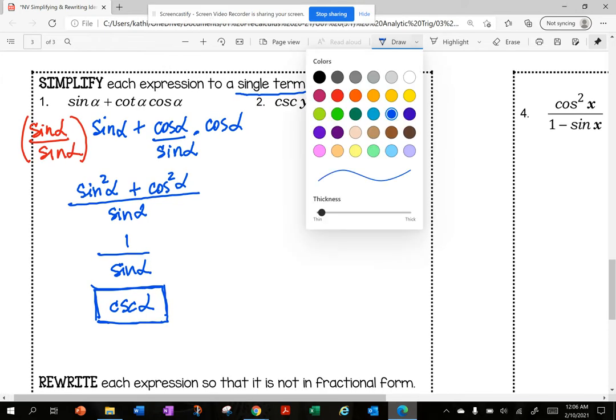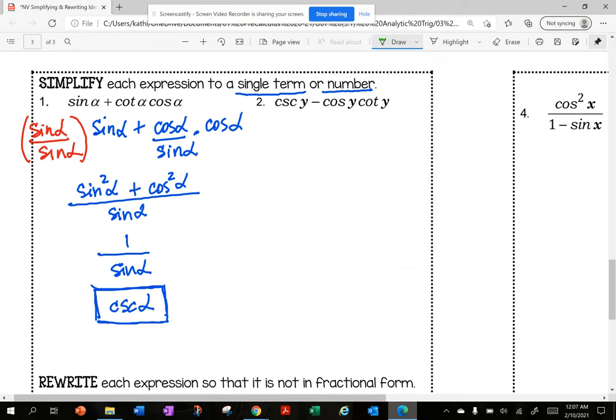All right, let's try the same thing with number 2. So I'm going to start by rewriting cotangent again. So this is cosecant of y minus cosecant of y times cosine of y divided by sine of y.